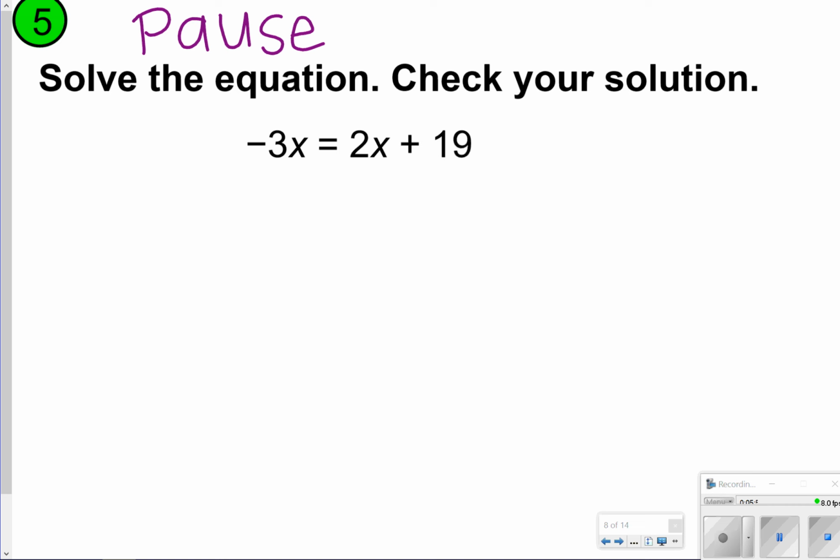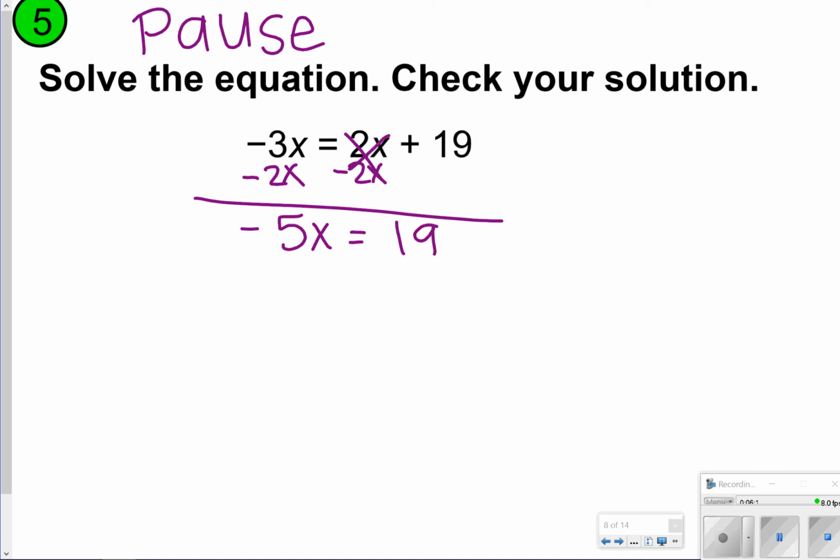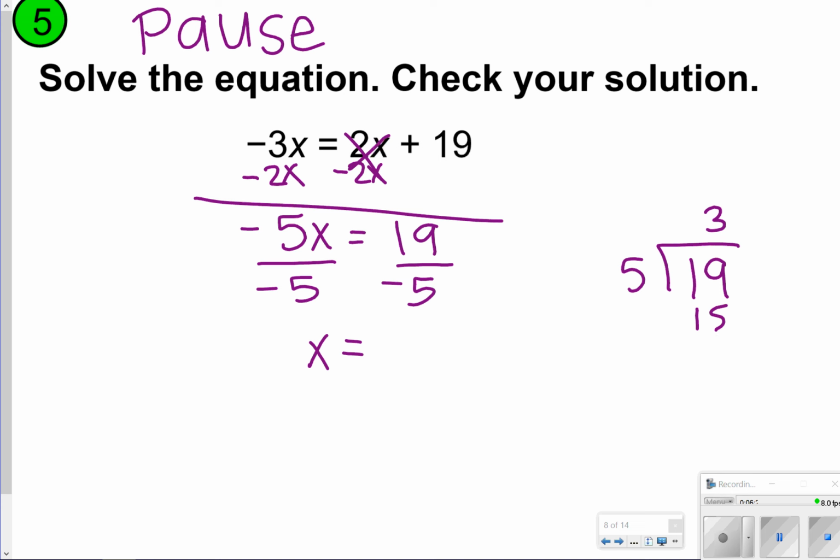Okay, so we have negative 3x is equal to 2x plus 19. I'm going to subtract 2x from both sides. These 2x's cancel out, so I have negative 3 and negative 2 makes negative 5x. And then all that's left over here is 19. Then I'm going to divide both sides by negative 5. And x will be equal to a decimal because 5 can't go into 19 evenly. Let's see, that's going to be 3 with 4 left over. So 3.8.